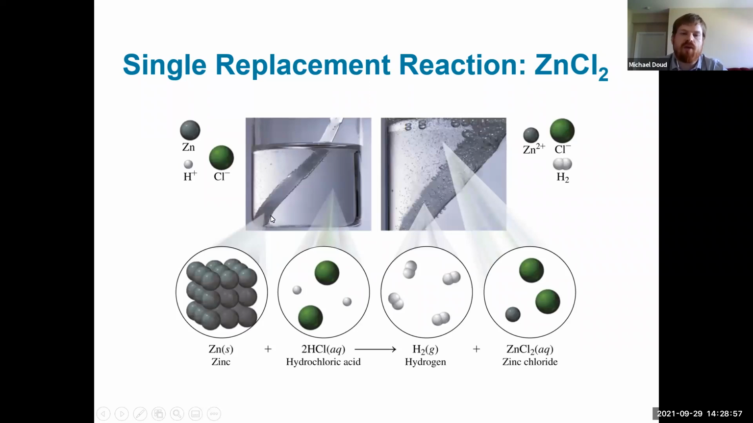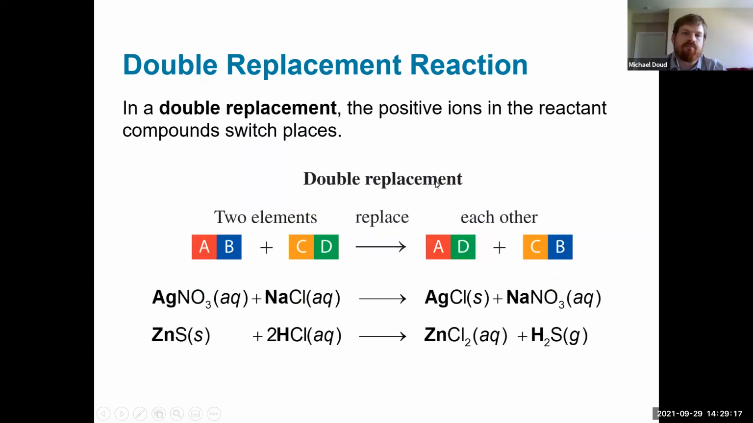You take a zinc strip and you put it in hydrochloric acid, and you start to see bubbles form. Well, what's happening there is the zinc is replacing the hydrogen in hydrogen chloride, and so it's forming a zinc chloride solution, and that leaves hydrogen all alone in its element form, which is a gas, H2 gas.